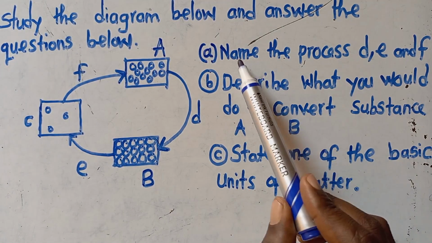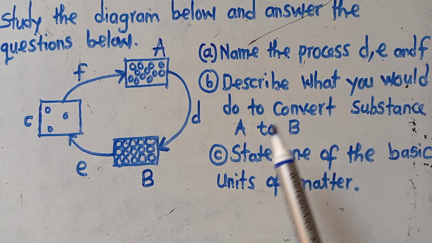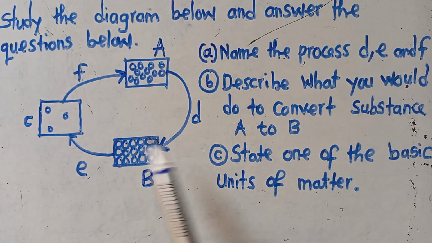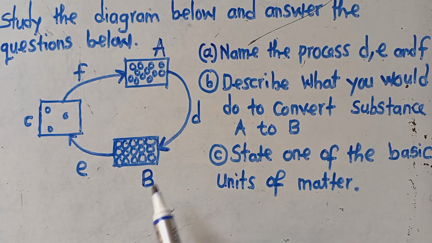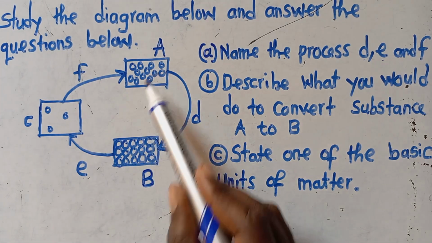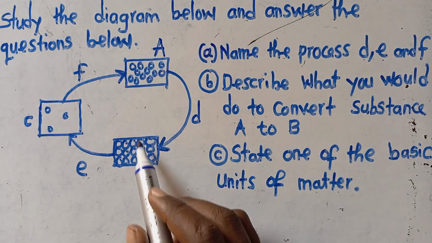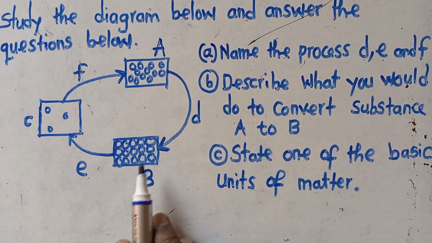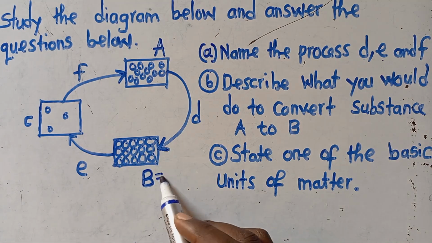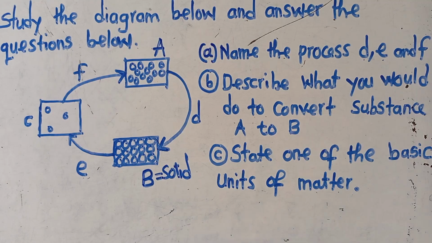The first question is saying, name the processes D, E, F. They want us to name the processes. How can we name these processes? Before we name the processes, we need to know these states of matter. So have you seen the way this one is? The particles are well arranged. So when particles are well arranged, you need to know that this is a solid.